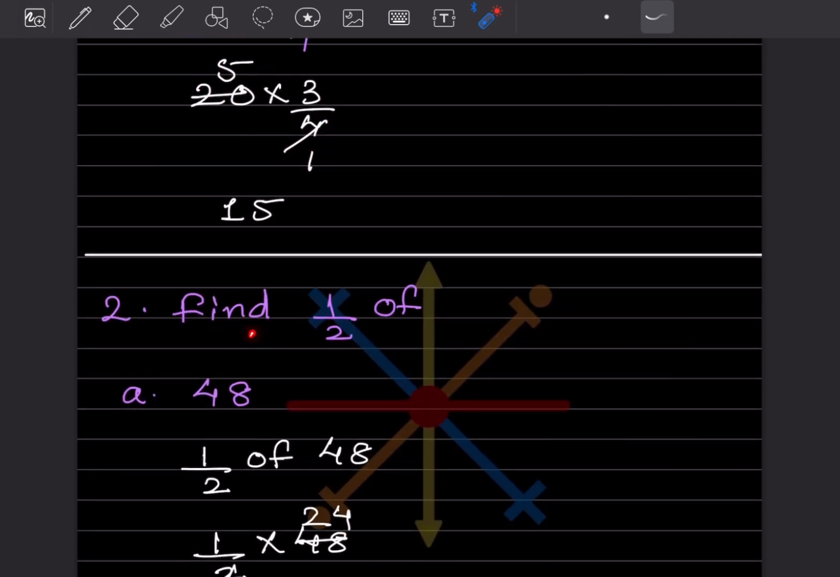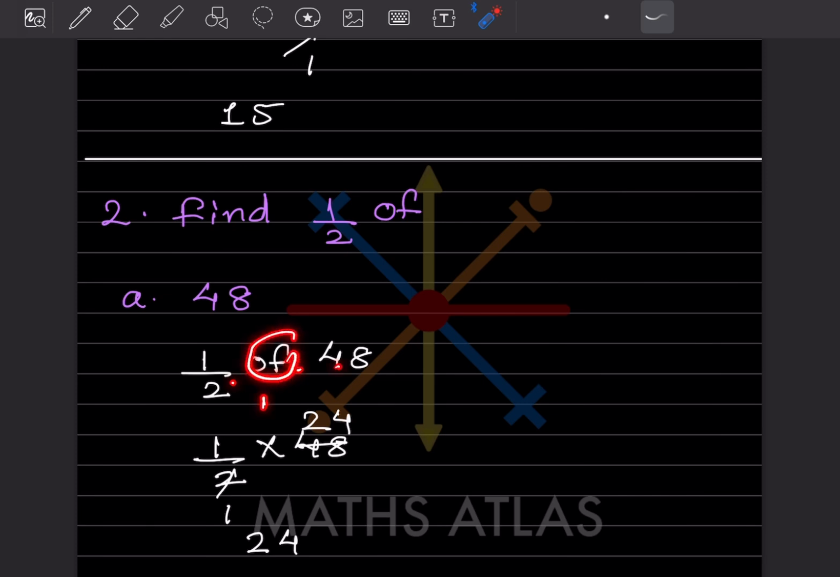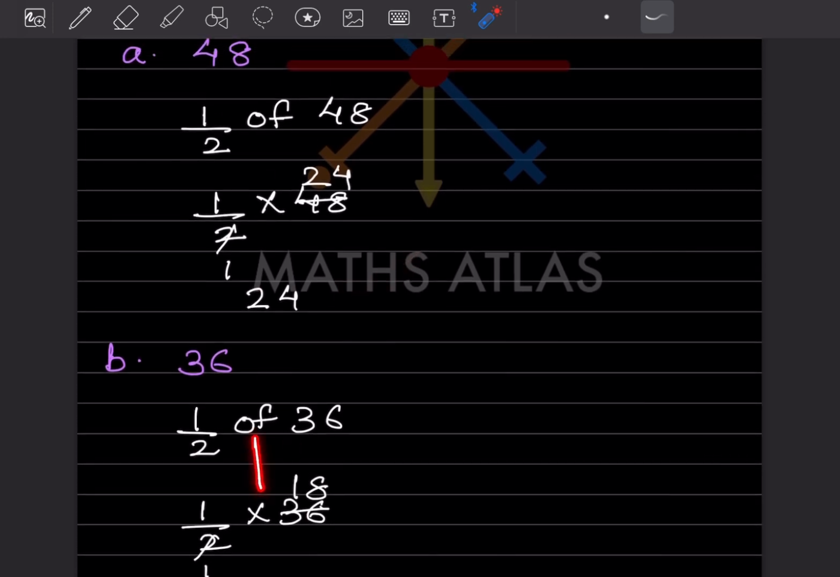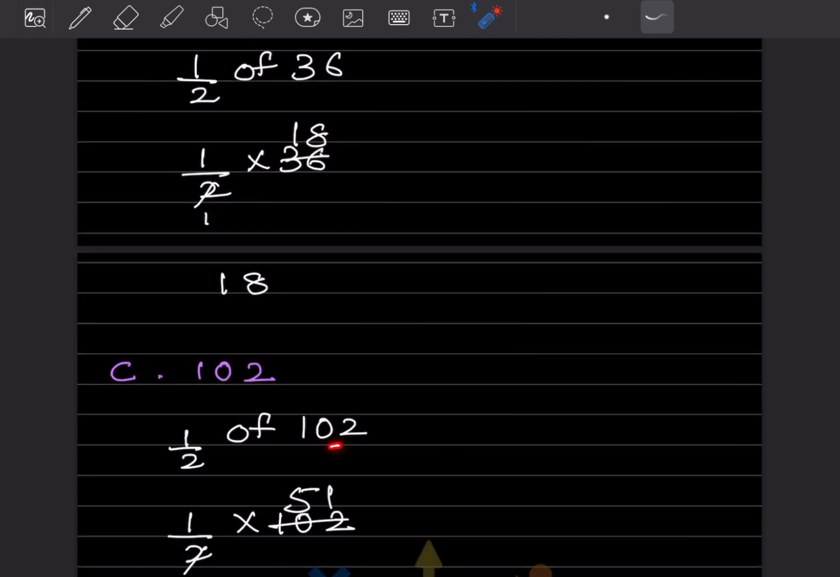Here they have asked, find 1 by 2 of 48. So 1 by 2 of 48. Of means multiplication. 1 by 2 multiplied by 48, and then you simplify it. So this is going to be 24. Again 1 by 2 of 36. This of means multiplication. You have to do this step, not directly simplify. So this will be 18. 1 by 2 of 102. Again this is multiplication. So 1 by 2 into 102. So this is going to be 51.